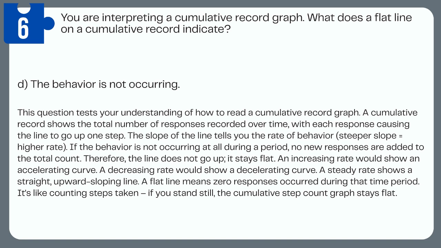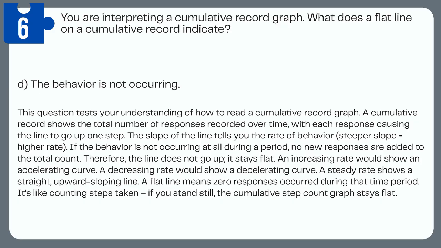This question tests your understanding of how to read a cumulative record graph. A cumulative record shows the total number of responses recorded over time, with each response causing the line to go up one step. The slope of the line tells you the rate of behavior. Steeper slope equals higher rate. If the behavior is not occurring at all during a period, no new responses are added to the total count. Therefore, the line does not go up, it stays flat.